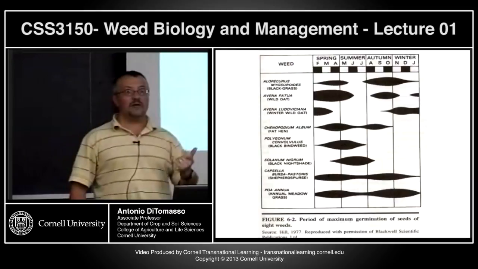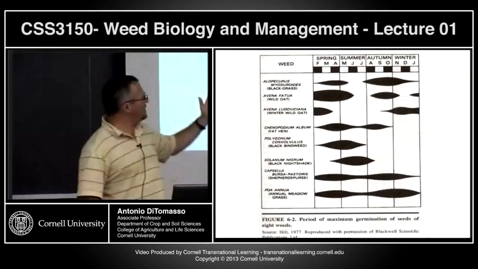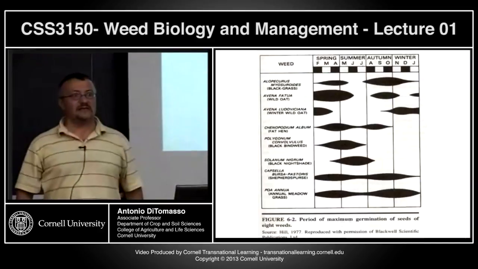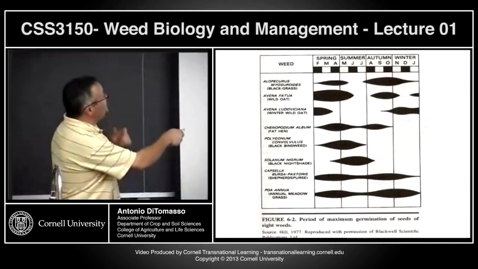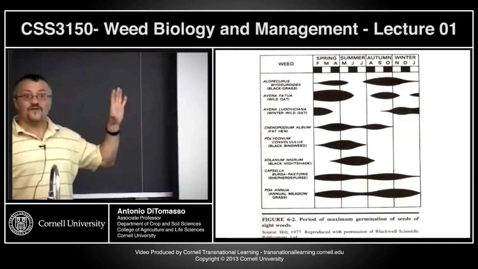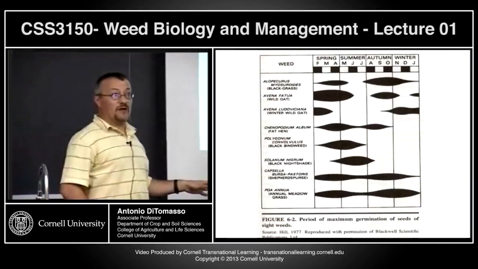Because if you have no idea, you just spray without having an idea, and then these guys are back in the fall. That doesn't make any sense, okay? So this is to show you that the germination distribution varies by the species you're talking about, okay?